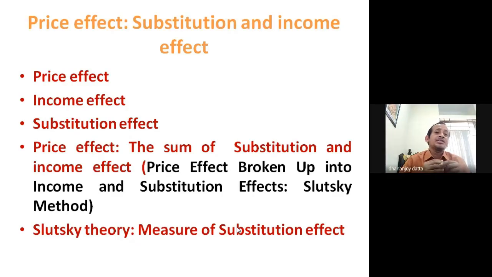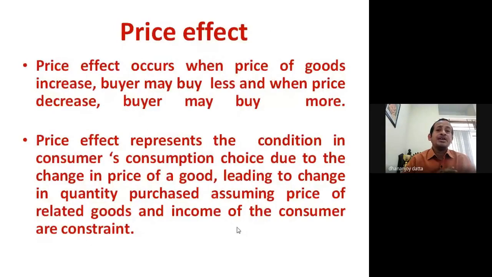Today, first we'll discuss price effect, then income effect, then thirdly substitution effect. Now coming to the price effect. Price effect, indirectly, we have discussed earlier, so when I explain today, you can recall the earlier explanation also. The price effect occurs when price of goods increases, buyer may buy less. And when price decreases, buyer may buy more.